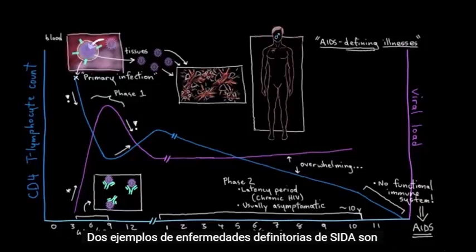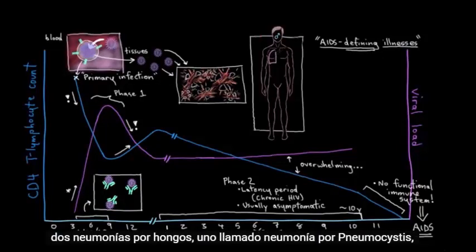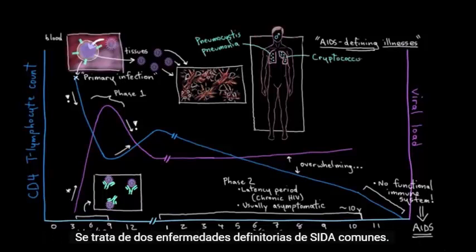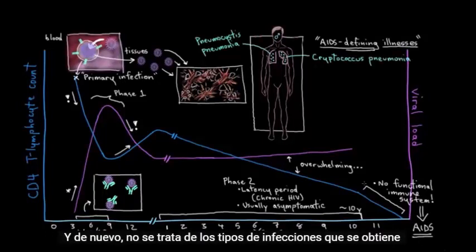Two examples of AIDS-defining illnesses are two fungal pneumonias, one called pneumocystis pneumonia and one called cryptococcal pneumonia. These are two common AIDS-defining illnesses. And again, these aren't the types of infections that you get when your immune system works even a little bit.